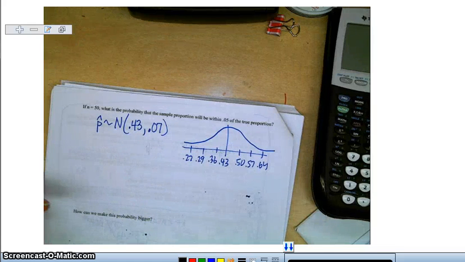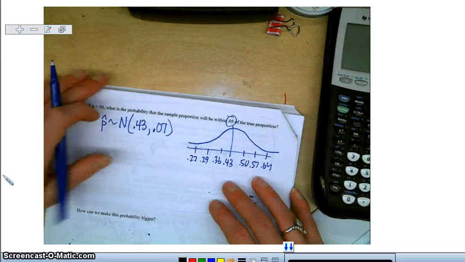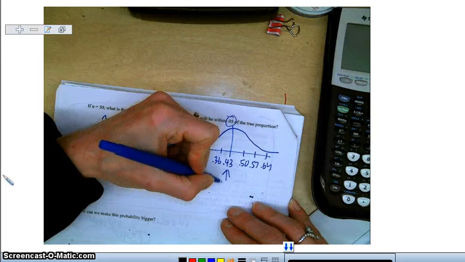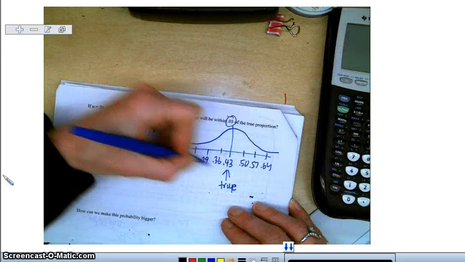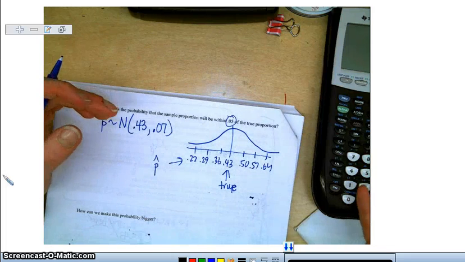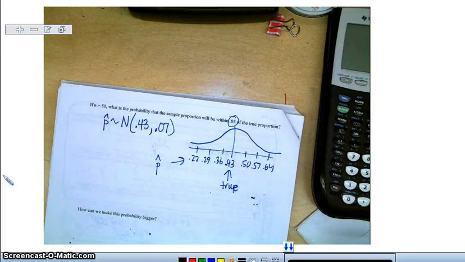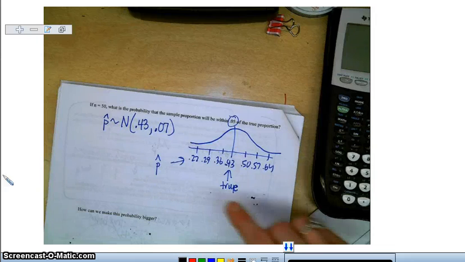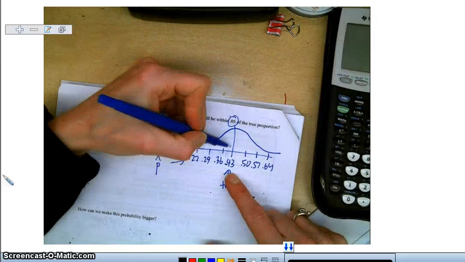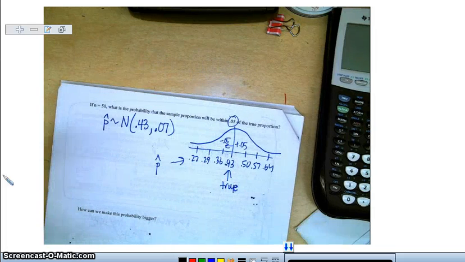So now I want to know, what is the probability that the sample proportion will be within 5% of the true proportion? Okay, so isn't this the true proportion actually? This whole thing is a graph of p hat changed to normal, but the true proportion actually is the mean. We use the true proportion as the mean. So 0.05 of that, don't you just subtract 0.05 and add 0.05? Doesn't that give you a range?